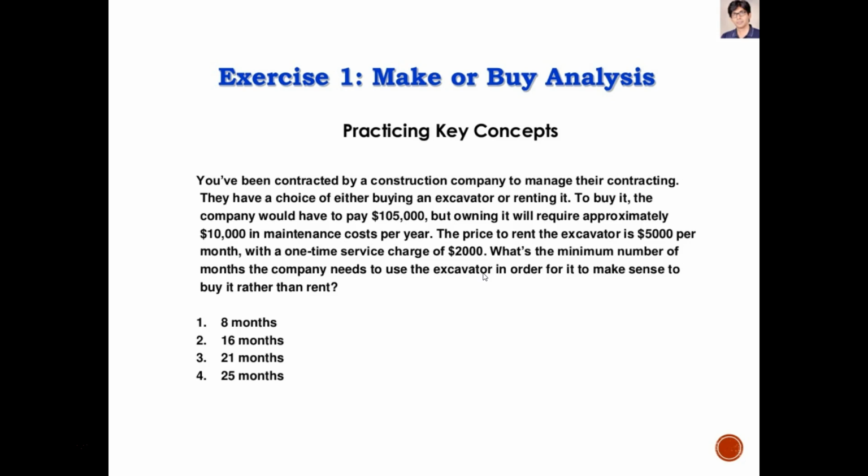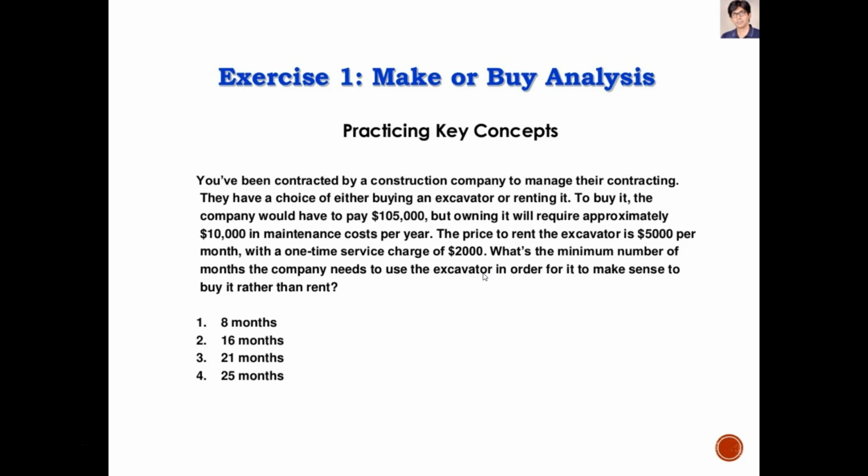I'm assuming the $10,000 is fuel and everything else. So you're at $115,000 per year. Whereas if I rented it for that year, I'm at $5,000 per month. So 5 times 12 is 60, I hope. And I have a $2,000 service charge, one time. So over 1 year, I'm at $62,000 or I'm at $115,000.